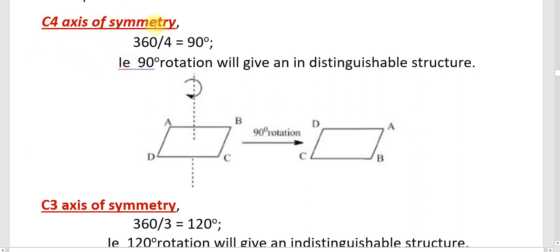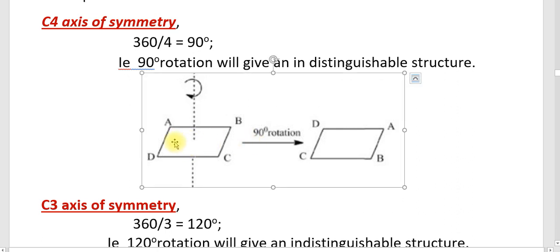First one is the C4 axis of symmetry. Here the formula Cn means 360 degrees divided by n. Here n is 4, that is 90 degrees. Here I am rotating the molecule by 90 degrees. What will happen? I have given A, B, C, D for your information. If all these are H, we cannot distinguish the first orientation from the second orientation. A, B, C, D are given only so you know how much the atoms are rotating.